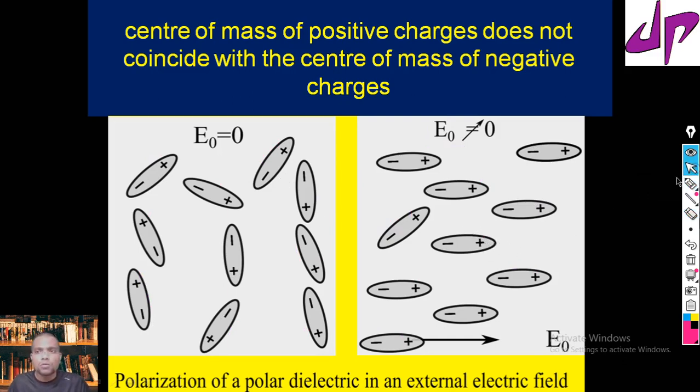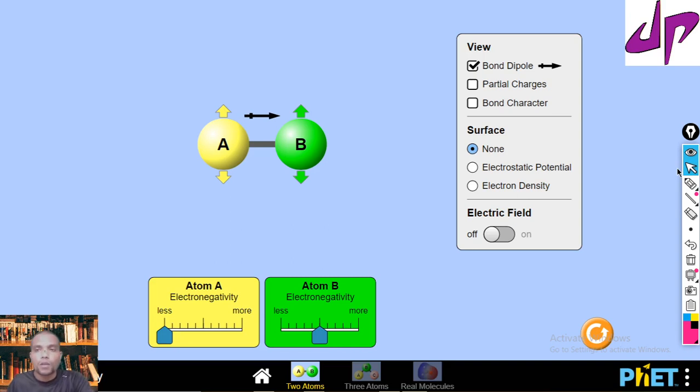So this is how the polar molecules will align in the presence of the electric field, how they behave in the absence of the electric field and how they behave in the presence of the electric field. So let us visualize this much more with the help of a PhET simulation. I'm having a PhET simulation.